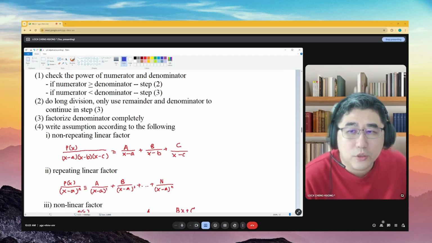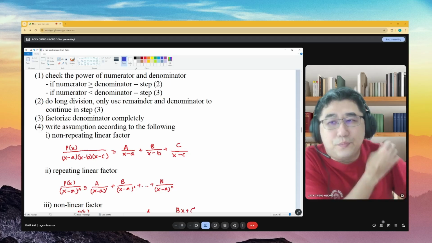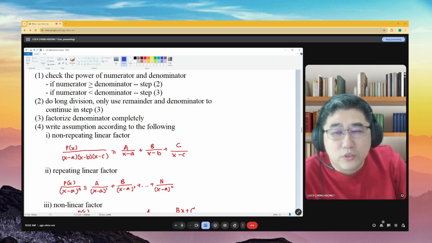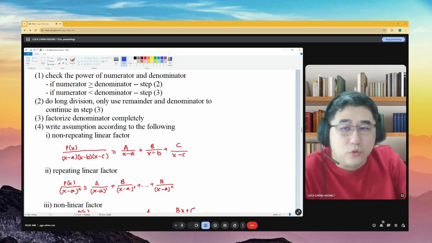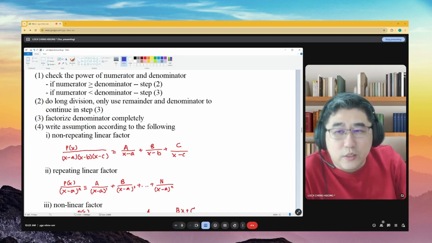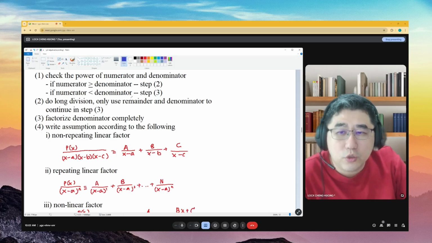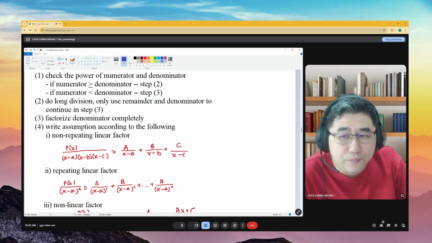So how do we actually do the steps? Number one, we go through the rule first. Check the power of the numerator and the denominator. If the numerator is greater than or equal to the denominator, we go for step 2. If the numerator is less than the denominator, we go to step 3. Step 2, you do long division. Only use the remainder and denominator to continue in step 3. Step 3, factorize the denominator completely. Step 4, write assumptions.